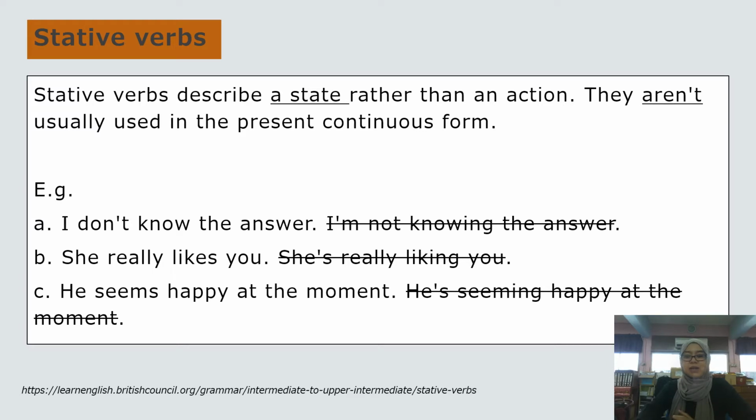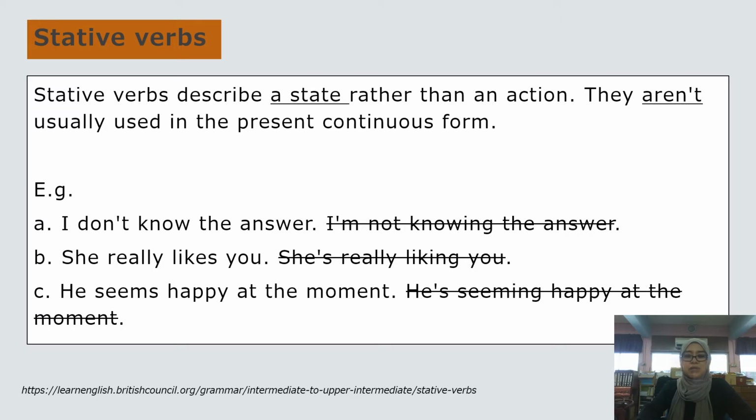Number three, he seems happy at the moment. So the stative verb here is seems. Sorry, happy. So he seems happy at the moment means this is a statement. And we do not say he is seeming happy at the moment. So if you add ing, it is not a stative verb. So just remember, stative verb, there is no ing or continuous form.